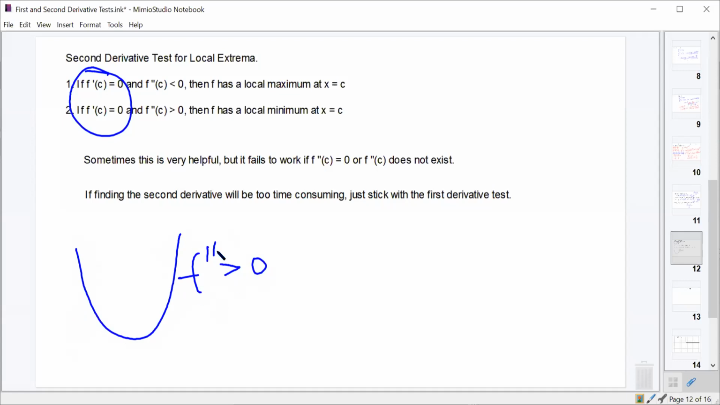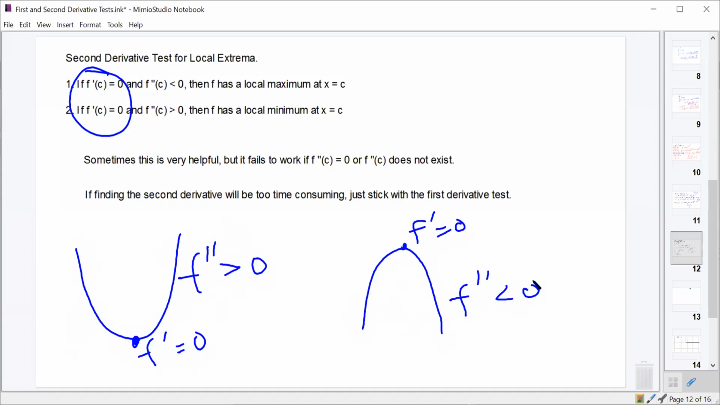And if the second derivative is positive on an interval at which we have a place where f prime is equal to 0, then since it's concave up, it must be a local minimum. And the opposite is true also. If f prime is equal to 0 at a place where f double prime is less than 0, then it's got to be a maximum. Does that make sense to everybody? That makes sense. All right, good.